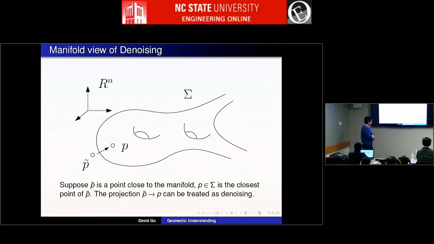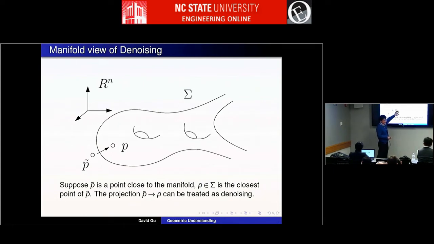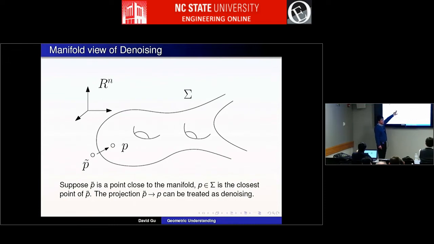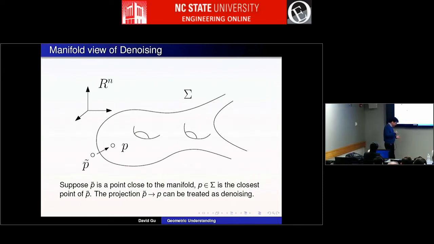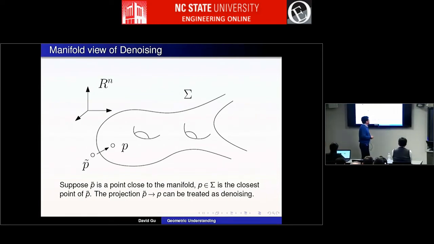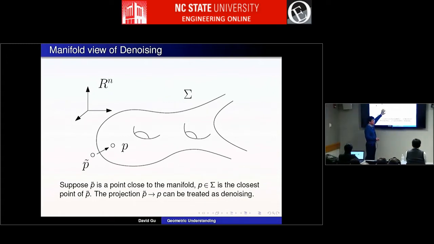But using our manifold view, it works as follows. We use clean facial images to train a manifold, then represent this manifold using a deep neural network. Suppose we have a noisy image, P tilde here. We project P tilde to the manifold and find the closest point on the clean manifold. This point is the clean, denoised image. So basically, we interpret image denoising as geometric projection. This method is much better. Why? Because we have very strong prior knowledge encoded by the deep neural network.